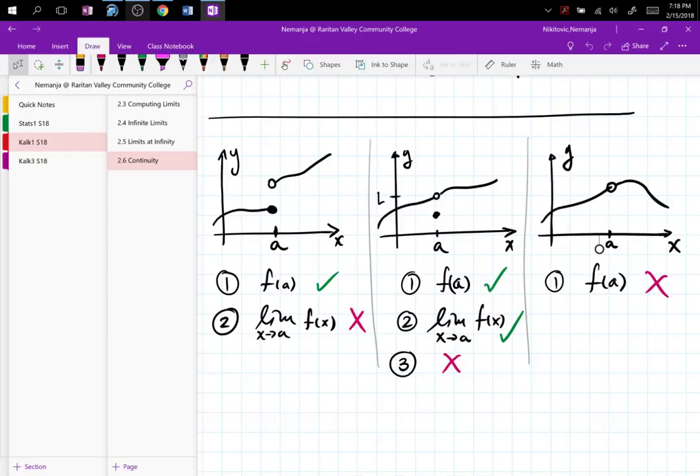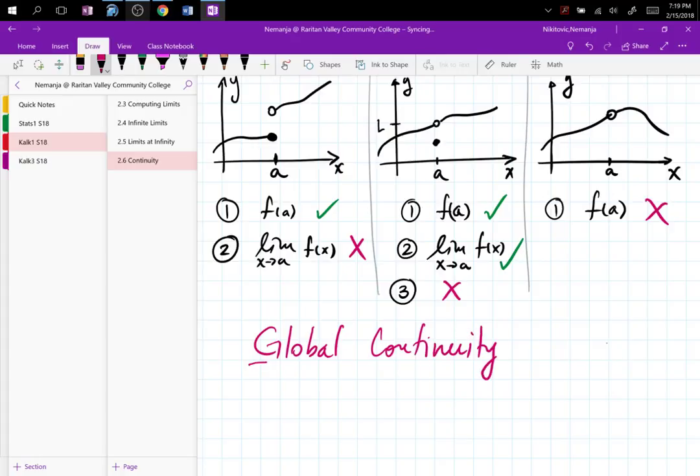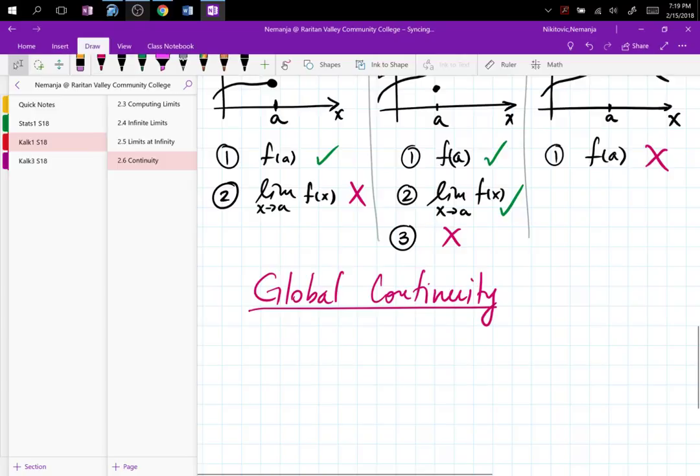Good. All right, time for global continuity. A function is globally continuous if it's continuous at every point.